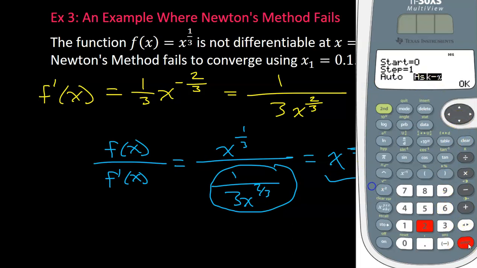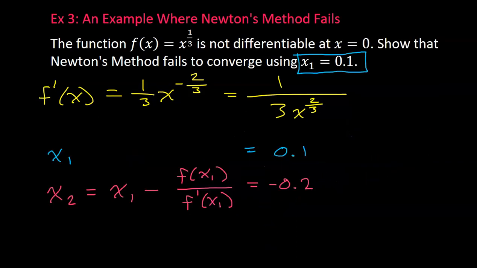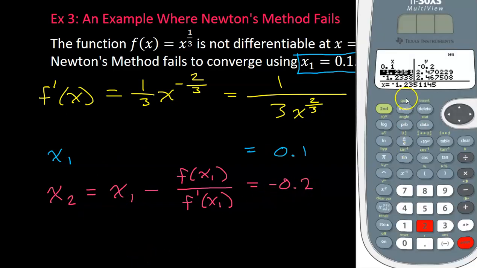And again, we will stick with the ask x way. So our first guess is supposed to be 0.1. I'm just going to type in 0.1, and that gives me my next guess. So x1 is 0.1, but x2 is negative 0.2. Let's keep going. Now we will put in the negative 0.2, and our next value will be 0.4.